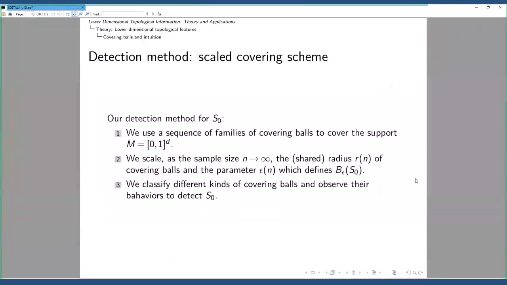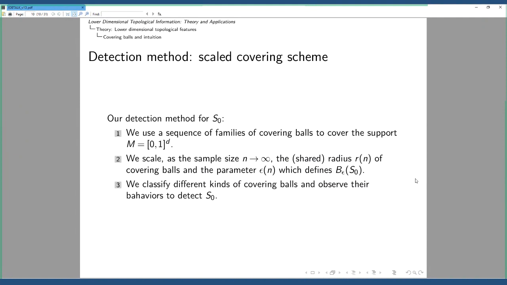So now, after we introduce so many notions, we're going to describe briefly our detection method. It was a scale covering scheme, and it could be described in three major steps. First, we use a sequence of families of covering balls to cover the whole support, which is the d-dimensional unit hypercube. And then we scale these covering balls. That is, as the sample size tends to infinity, we shrink the radius of the covering ball. And also we shrink the parameter epsilon that creates an epsilon neighborhood of the zero density region.